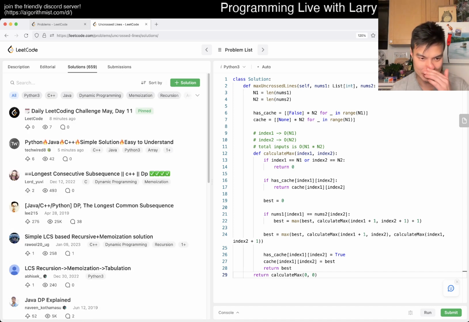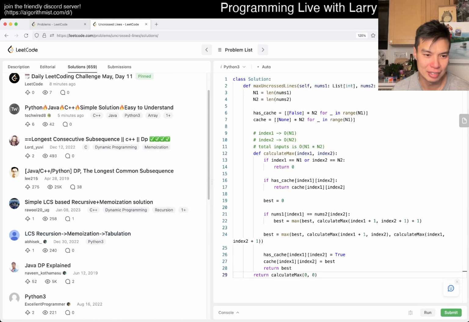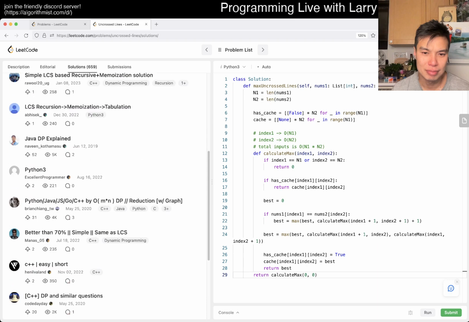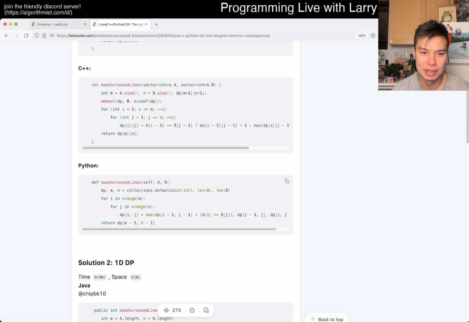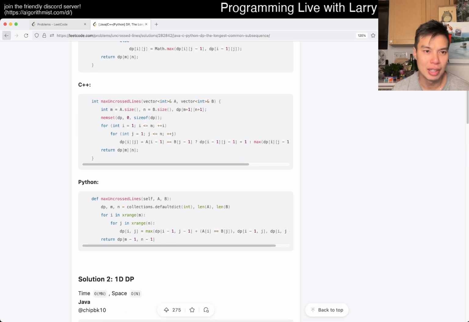Is there an easier LCS, longest common subsequence? Consecutive subsequence isn't quite it. I guess that's the other way to look at it, but it's still going to be the same complexity. I guess they just do it bottoms up, and that's fast enough. Okay. Fine.